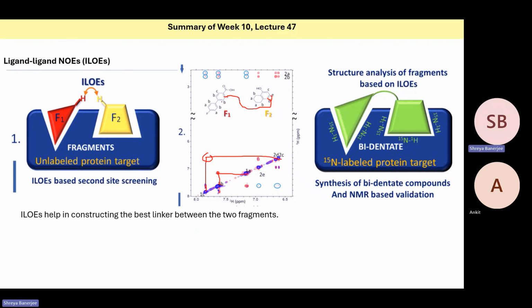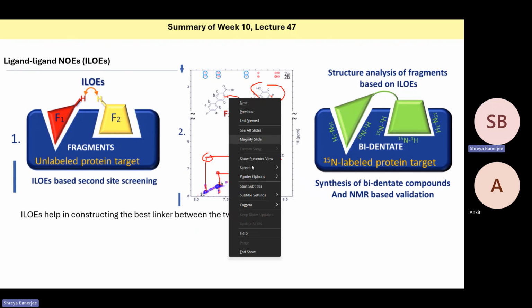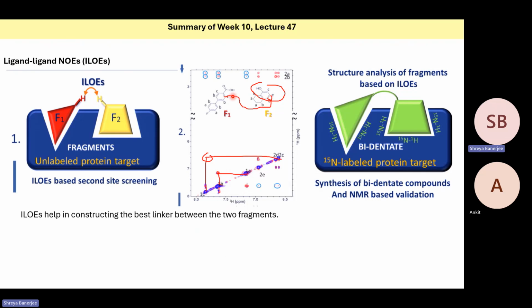So the linker has to be designed in such a way that this side of fragment 2 is facing fragment 1, and it is joining D and E with C. If we design the linker in such a way that the ILOE is observed, then it will be a better bidentate ligand. So the ILOE will help in constructing the best linker between the two fragments.